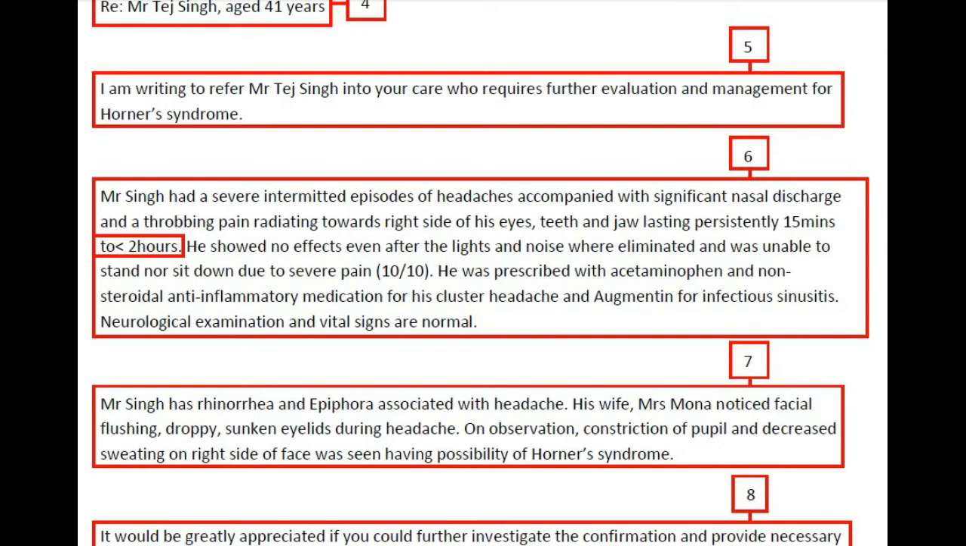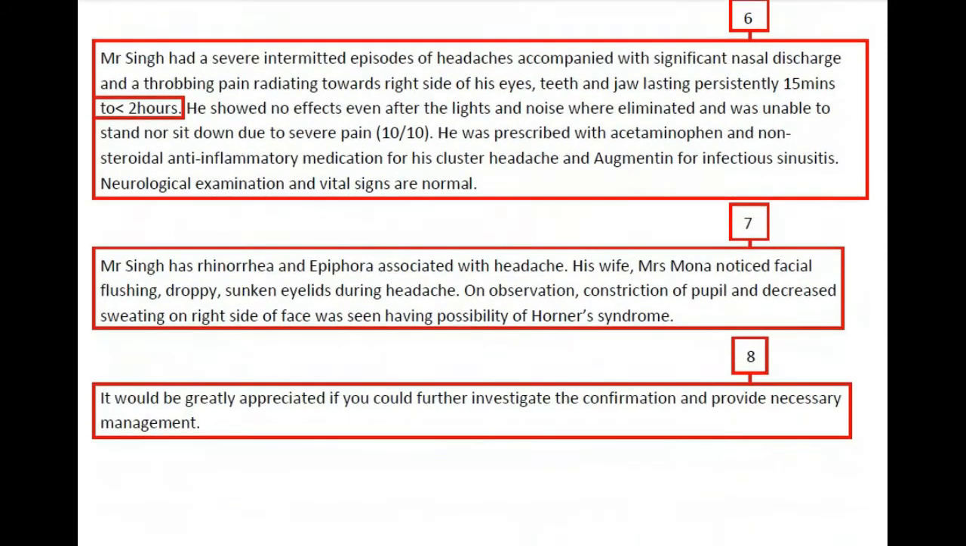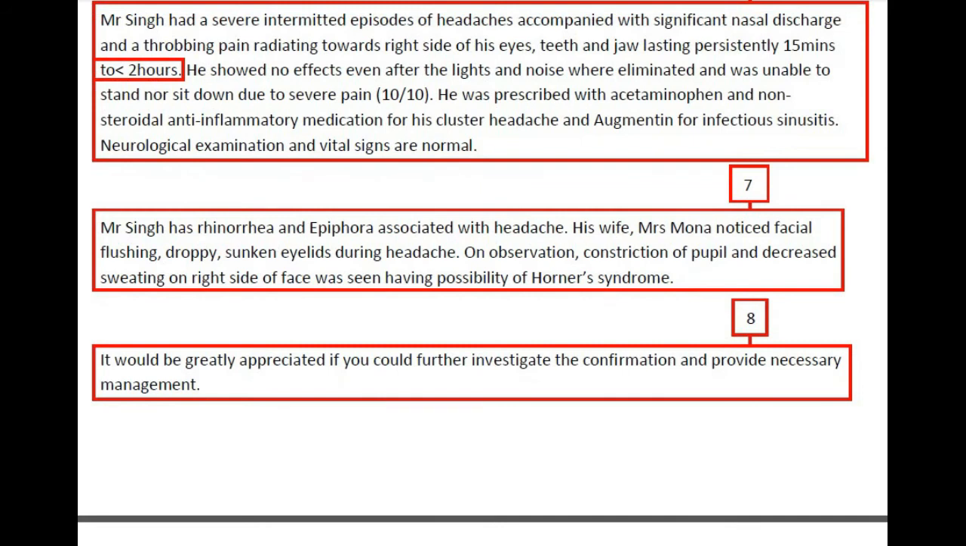Moving to the third paragraph, we can see that this paragraph is lacking some information such as the date of revisit. So this paragraph can be rewritten as: Mr. Singh presented again on 29th January 2017 accompanied by his wife. He reported rhinorrhea and epiphora. His wife also reported that he has facial flushing, droopy, and sunken eyelids during headaches. He is also showing symptoms of Horner's syndrome.